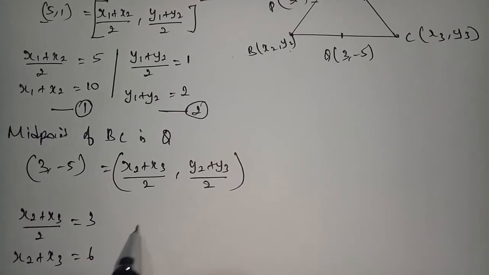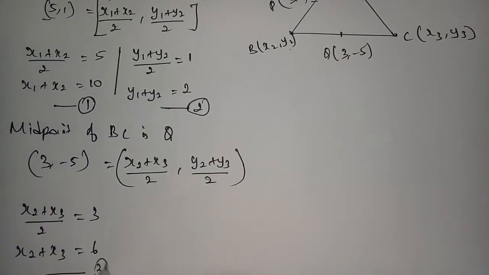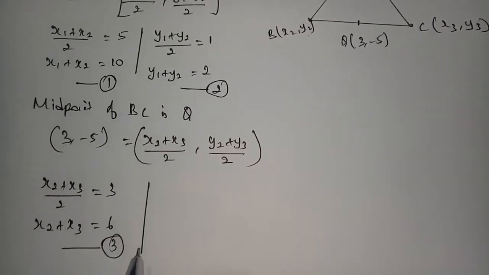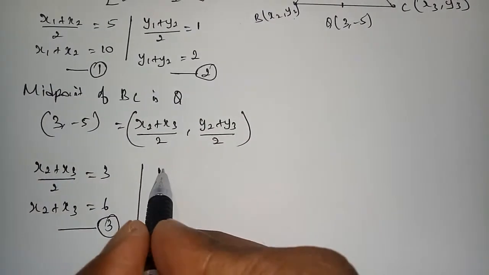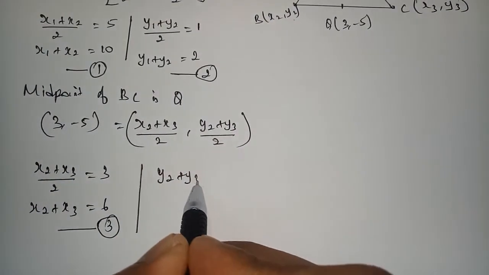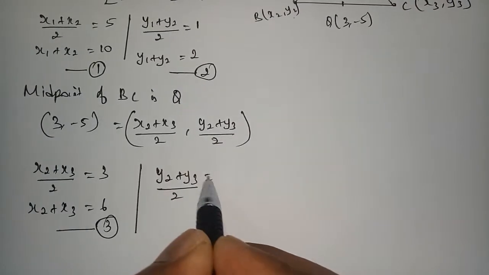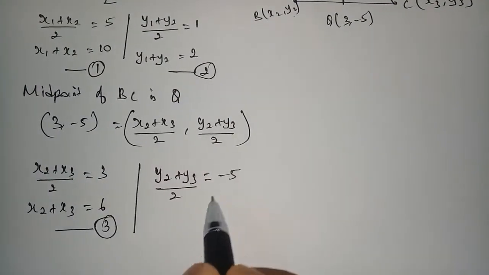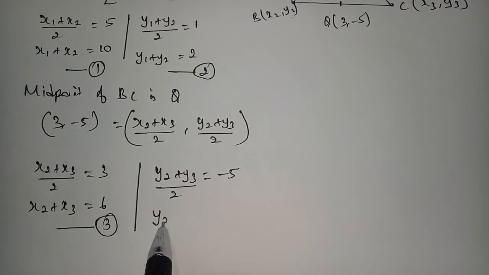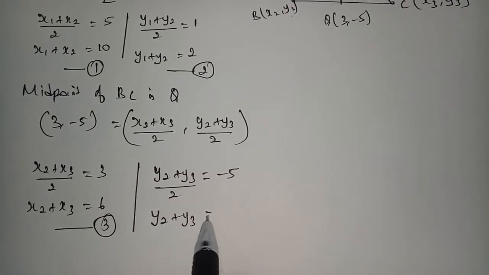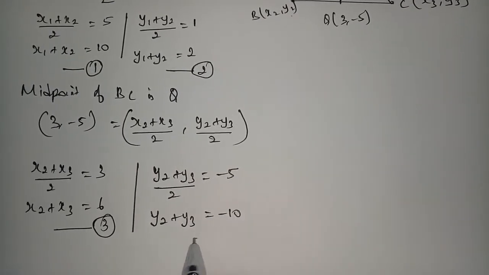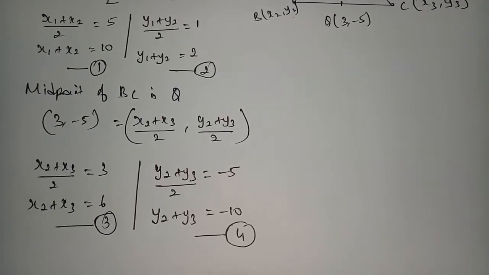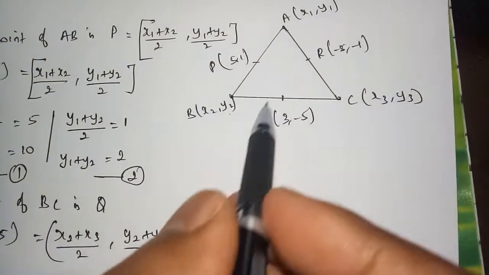This is equation number 3. Same thing, (y2 plus y3) by 2 is equal to -5. You cross multiply, and y2 plus y3 is equal to -10. This is equation number 4. Now what do we have next?